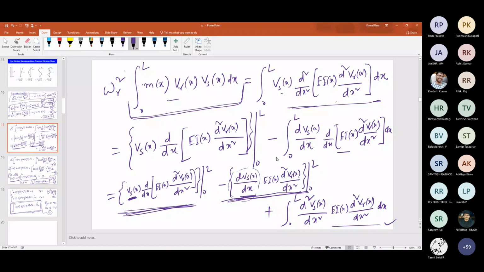This is Kronecker delta, right? Mx, Vr, Vx, dx is Kronecker delta. So I will get, so that means this equals omega r square into Kronecker delta, because these are boundary terms getting 0.